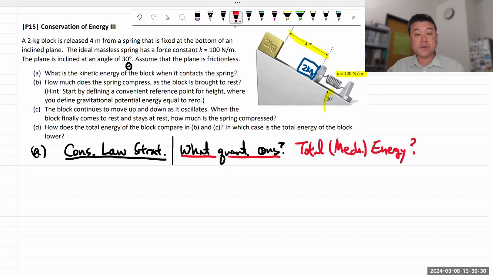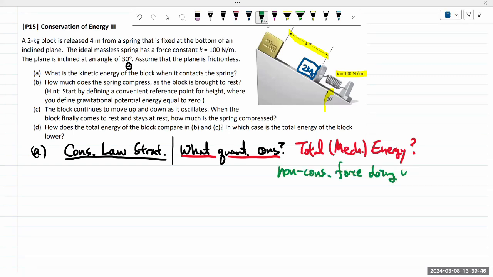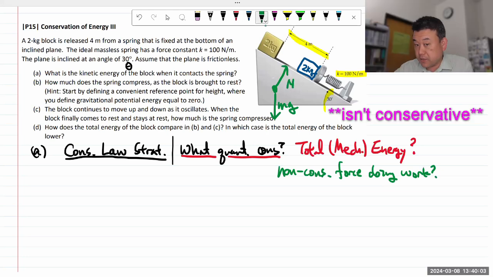And once you suspect the total mechanical energy might be conserved, then the question you have to answer is, are there non-conservative forces doing net work? And so when you consider the free body diagram of the block, let me just draw it here, it does have non-conservative forces. Gravity, conservative, great, don't have to worry about it.